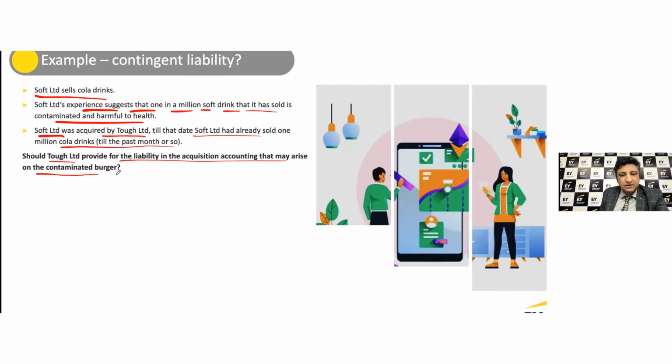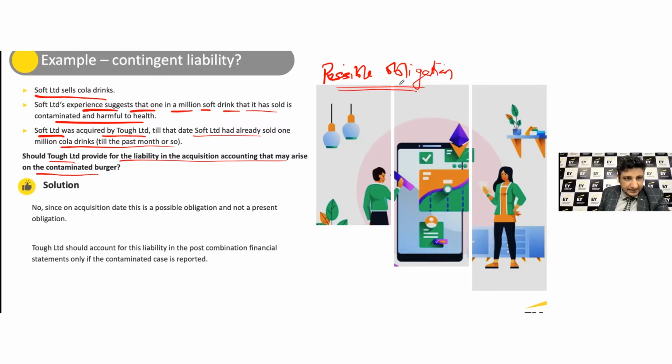Well, we say that there is no present obligation, but only a possible obligation in this case, right? Unless that event has taken place, the need to recognize the liability does not arise. It would only be done in the post combination period, when such a possible obligation is likely to become a present obligation, right? That's what we want to consider here with reference to contingent liabilities.